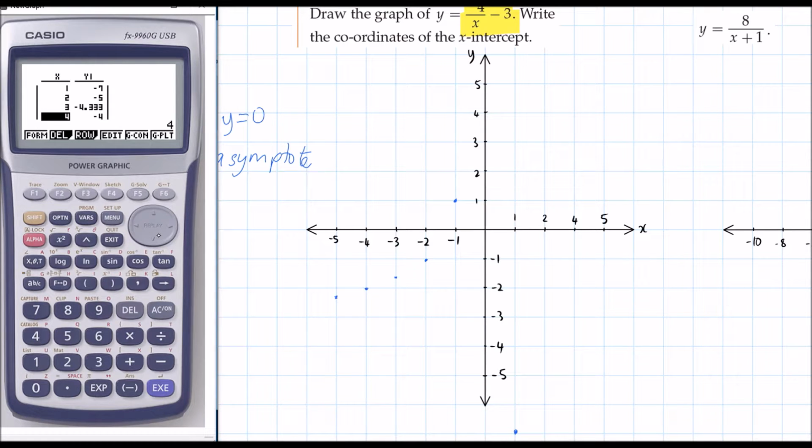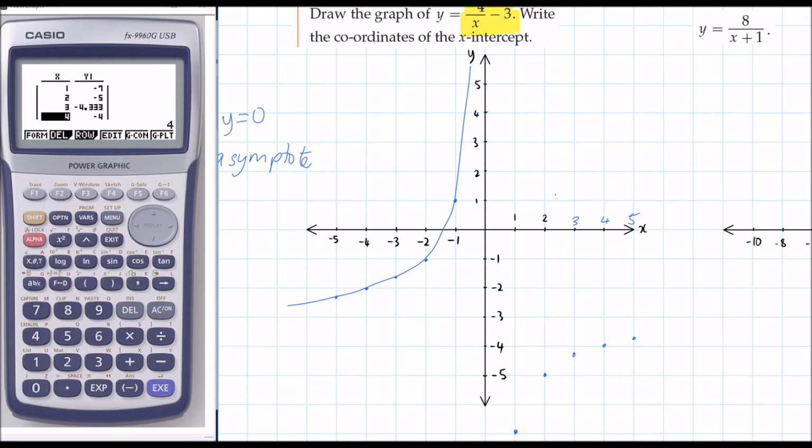negative 5, then negative 4.3, and 4, and at 5, 4.3. So I've just made a little bit of a mistake here. So 1 was negative 7, 2 negative 5. Now I can see that we need that to be 3, 4, 5. There we go. Negative 4.3, negative 4, negative 3.8. Okay, there we go.